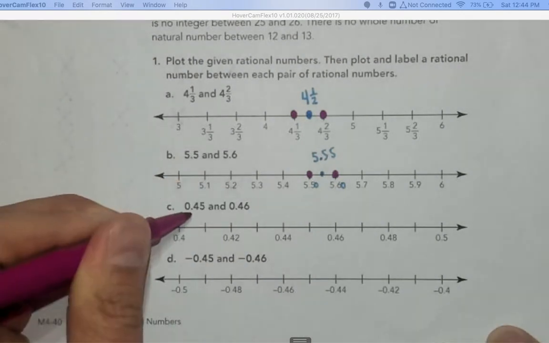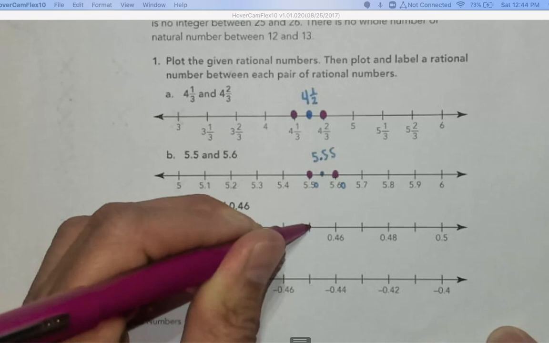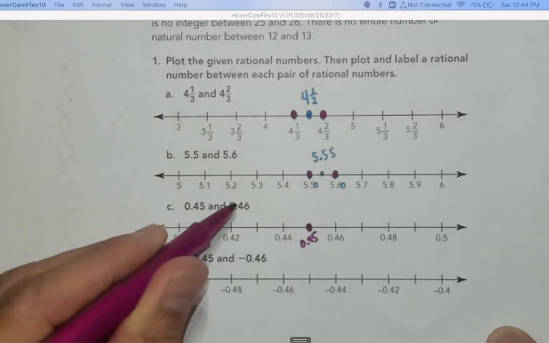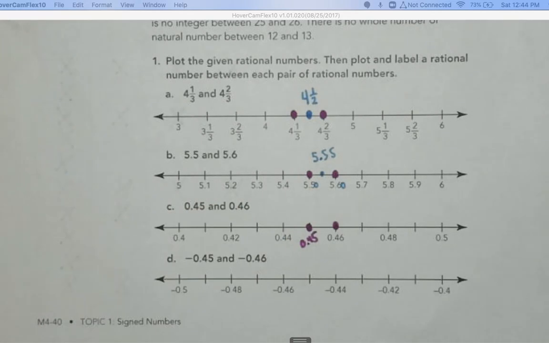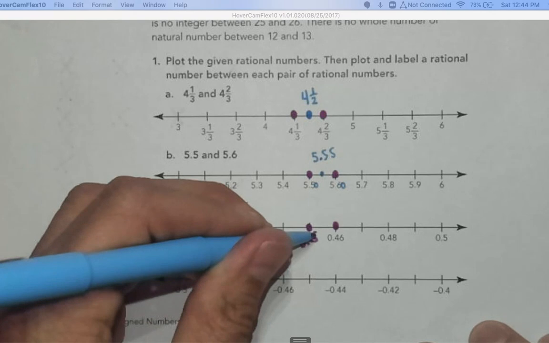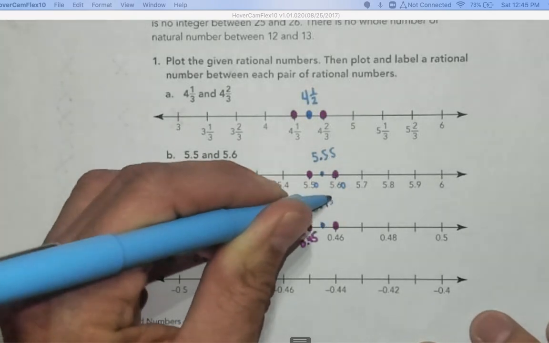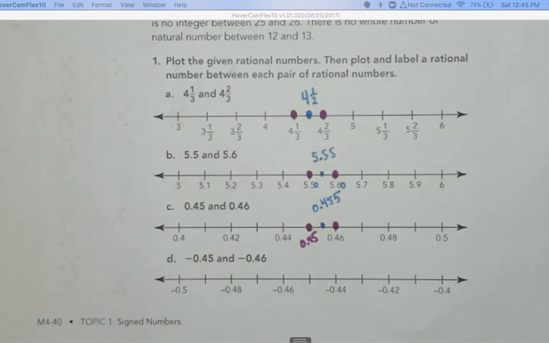45 hundredths would be right here on the number line. And then 46 hundredths would be right here on the number line. Same thing, but now I can go to one further place. So I could put something like 0.455 between those two numbers.